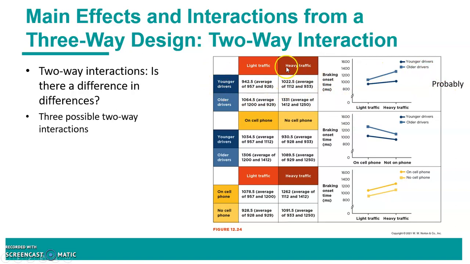You can see here these ones are non-parallel, so there probably is a significant two-way interaction between traffic and age, where you can see that among the older drivers, heavy traffic has a greater effect than among younger drivers. So there's a difference in the differences there.